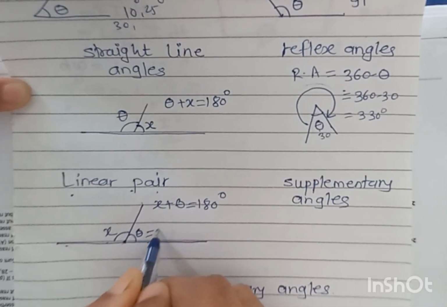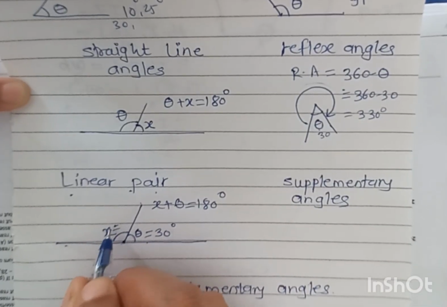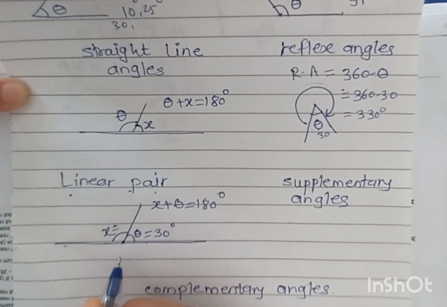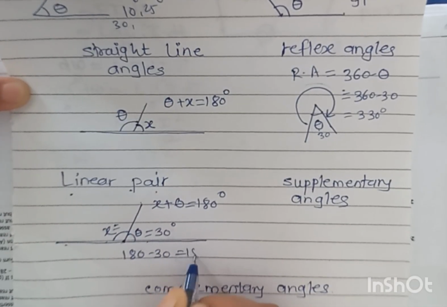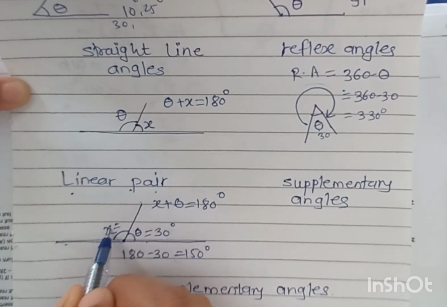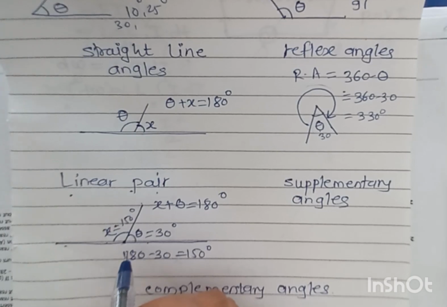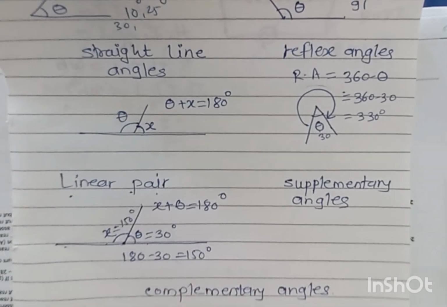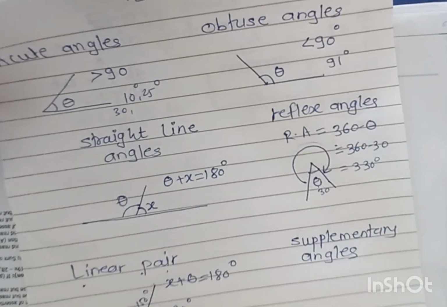Suppose you know this angle is 30 degrees, then you can easily find the value of x. Just by subtracting 30 from 180, you will get the other value, that is x is equal to 150. So this is nothing but what? A linear pair, and in a linear pair their sum is always 180 degrees.